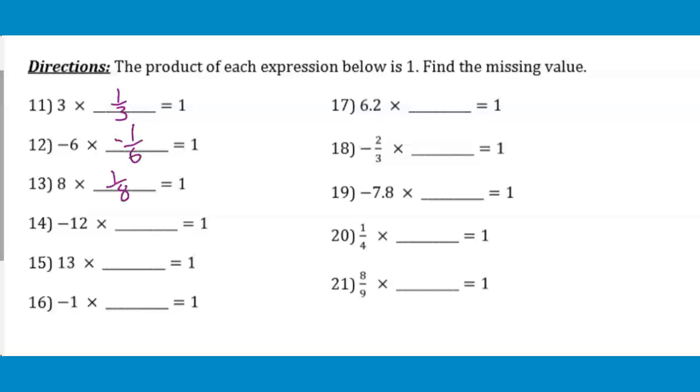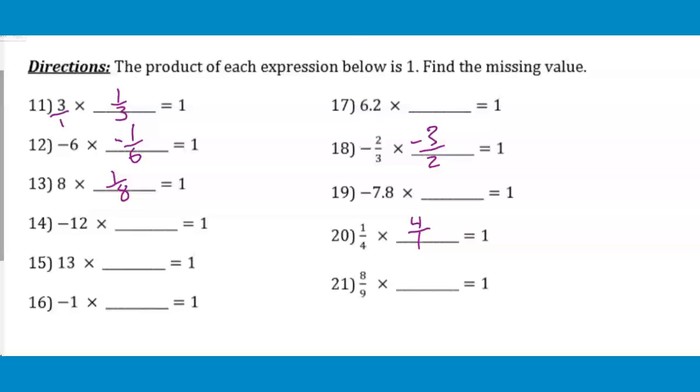Now, look at our fraction over here at number 20. Let's look at number 20. 1/4 times what equals 1? Well, how many fourths equal 1? Well, it's 4. And really, we're just taking the reciprocal of that fraction, just like we did with our numbers here. 3 could be written as 3 over 1. Anytime you multiply a number times its reciprocal, you'll get 1. And that's an important thing. So with negative 2/3, that would be 3 over 2, but it would be negative because negative times a negative is positive. That's an important thing when we're dealing with fractions, especially when solving equations.